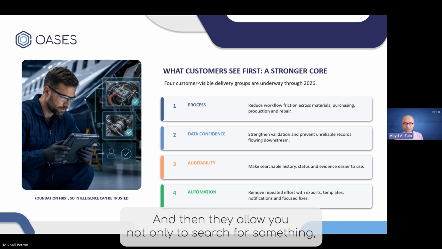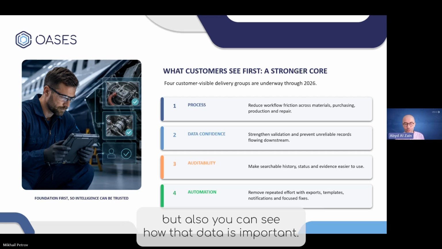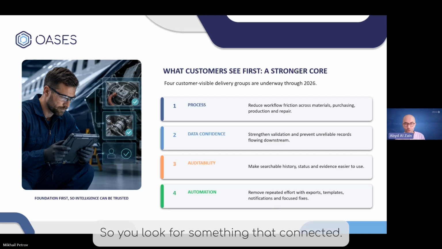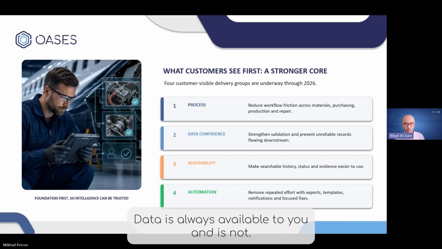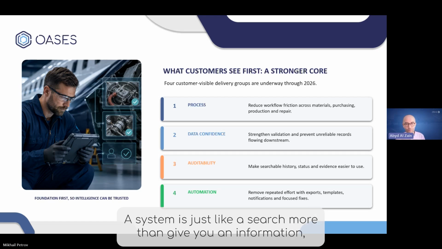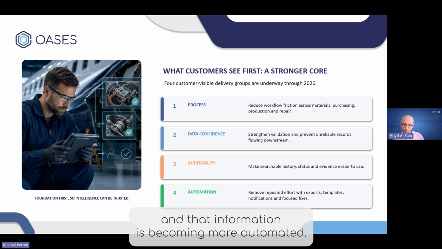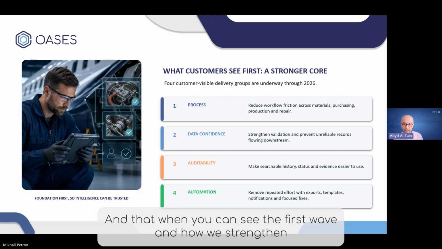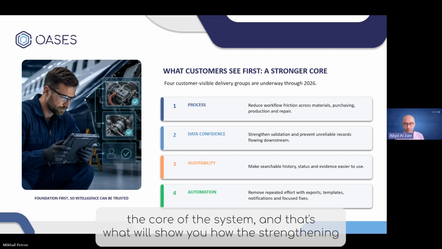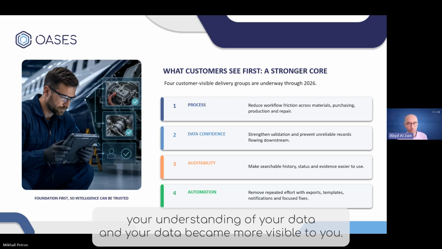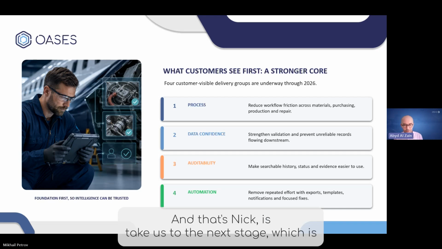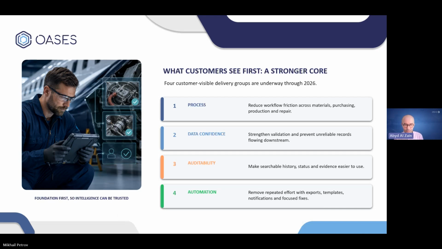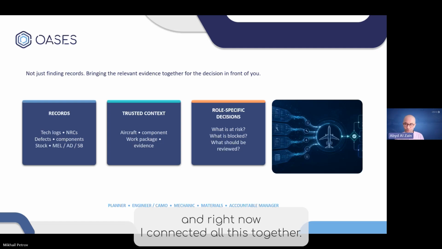And then it allows you not only to search for something, but also to see how that data is important. So you look for something, and that connected data is always available to you. It's not a system that is just like a search; more than giving you information, that information is becoming more automated. That's the first wave, and how we strengthen the core of the system. That's when OASES will show you how this strengthens your understanding of your data, and your data becomes more visible to you. And that takes us to the next stage, which is, all right, now I've connected all these together.